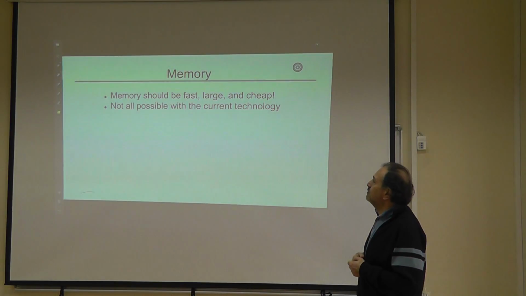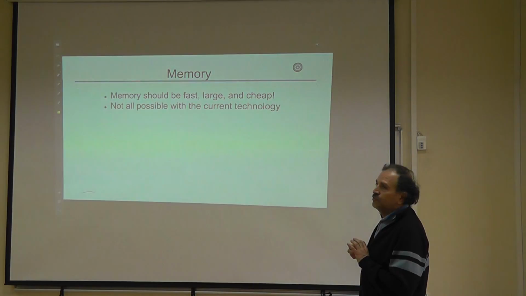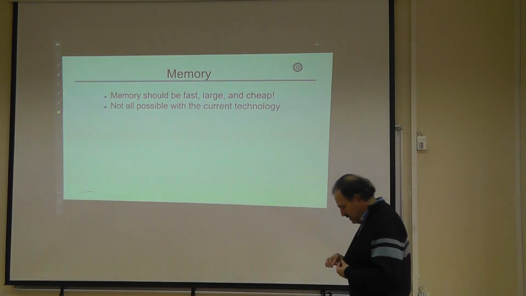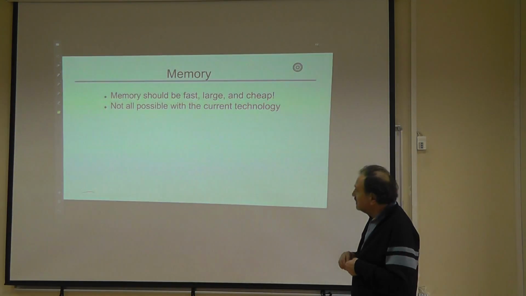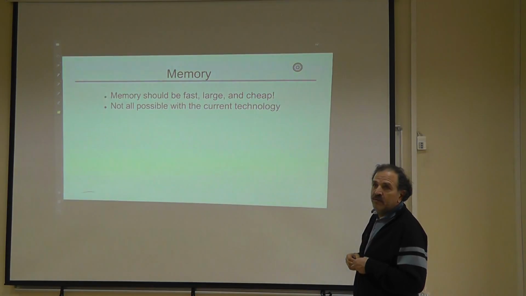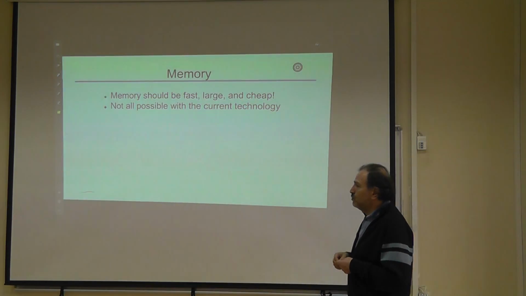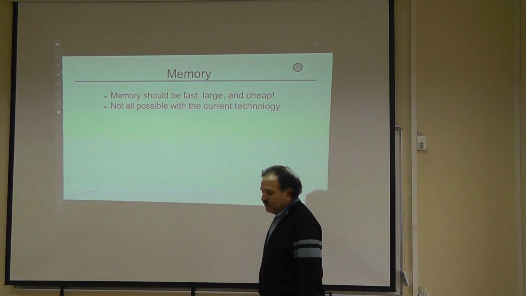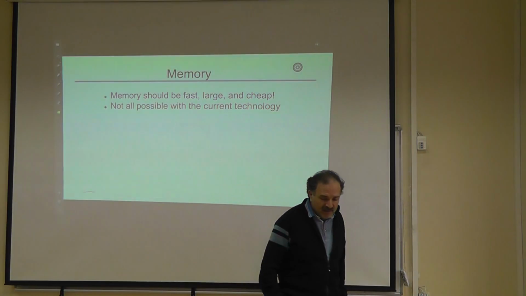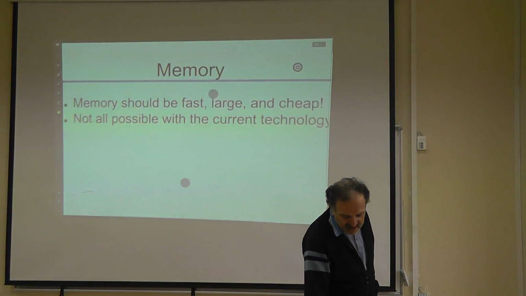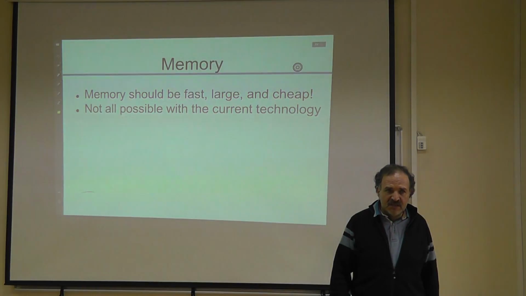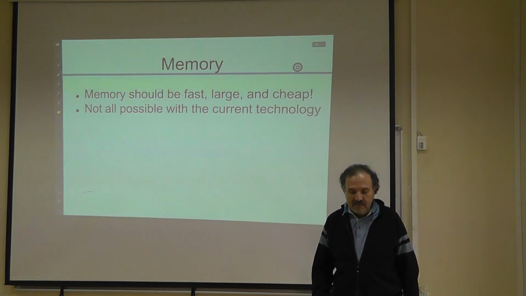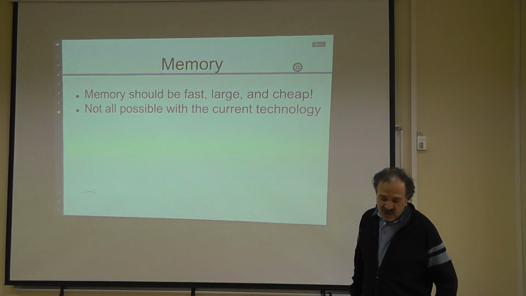Then the most important hardware element in our computer other than the CPU: memory. We want our memory fast, very very fast. We want it as large as possible, and we want it really cheap, very very cheap. Not all of them can be satisfied at the same time. Registers are so fast, but we cannot make them large, and they are not cheap.